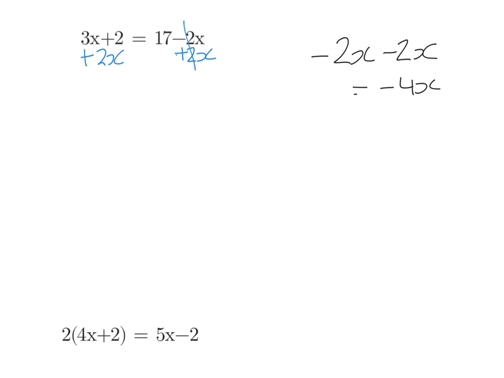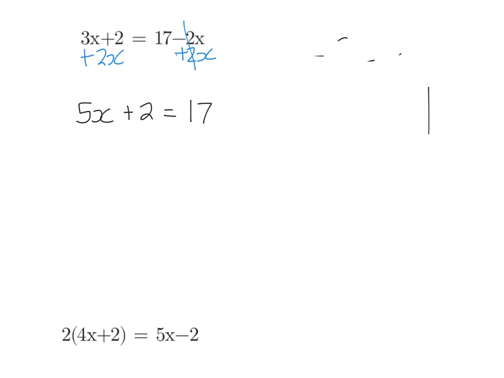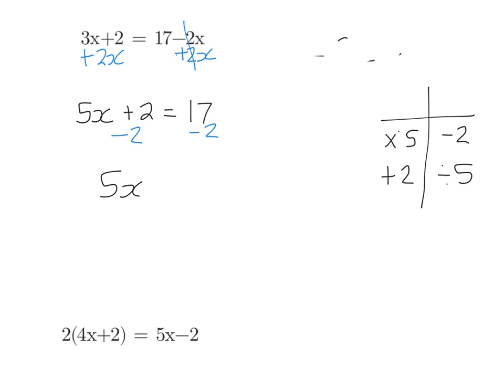So we get 3x plus 2x is 5x. We still have a plus 2, and we still have a 17. Okay, we are looking like a normal equation now. So it was times by 5 plus 2, take 2, divide by 5. x equals 15.